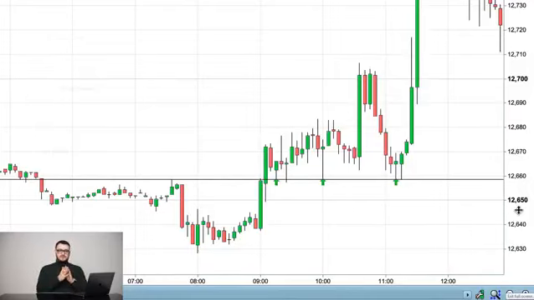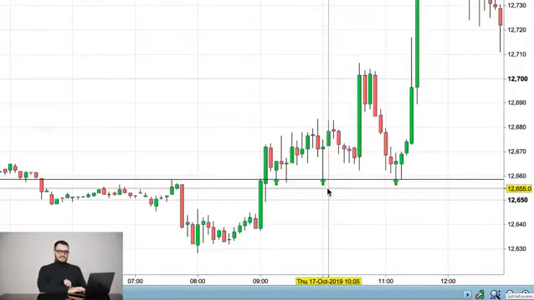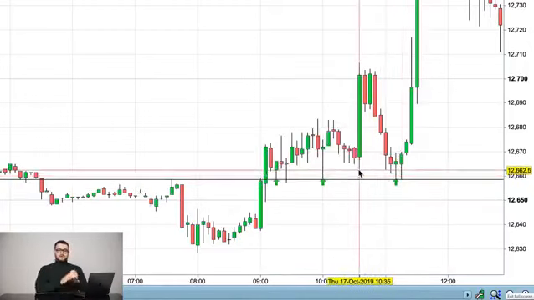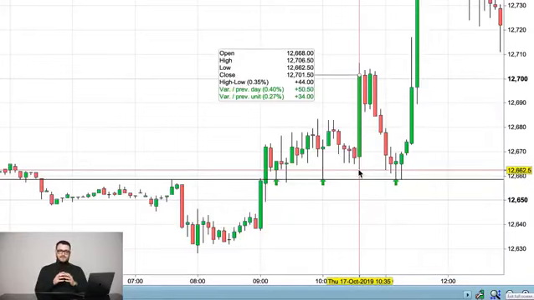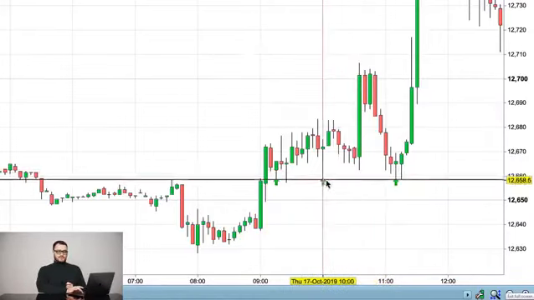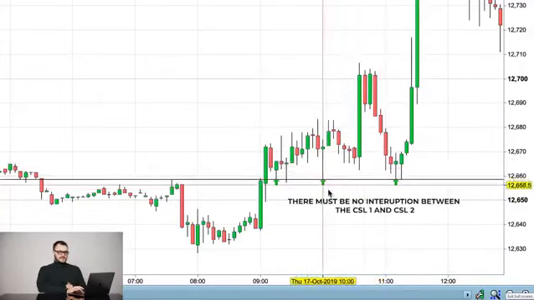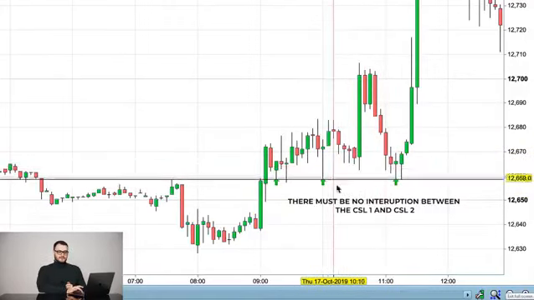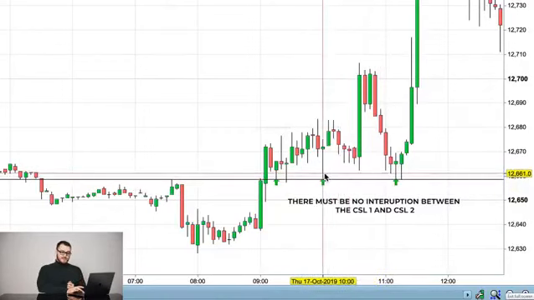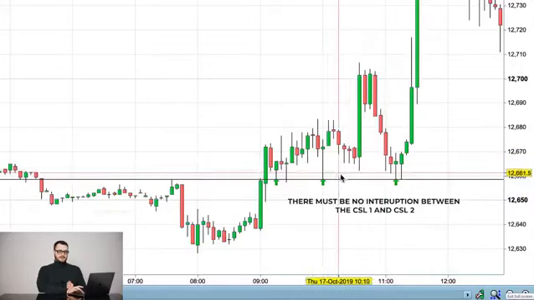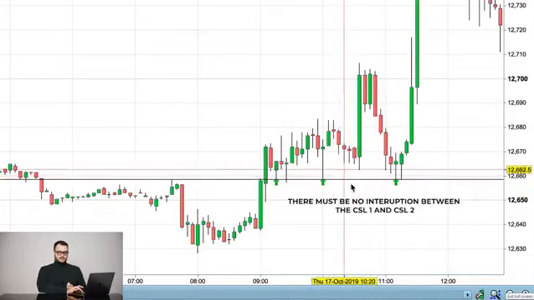Once we have our CCL, CSL1 and CSL2 with no interruptions between CSL1 and CSL2, and this is extremely important, write this down word for word: for the bounce model to be true and working and not to be broken, there must be no interruption between the CSL1 and the CSL2. We must not have any false break or piercing of the level in the area between the CSL1 and CSL2. As in this example right here, the area is clear, with no interruptions and no false breaks in the middle.